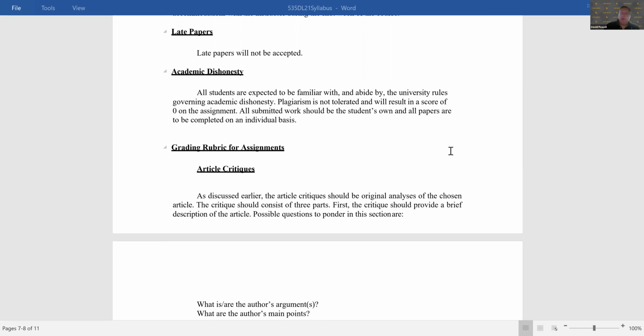But any of those that are on the website, the voting rights one, the tax cuts one, all of those are fair game for both the article critiques as well as your classroom discussion. And as I said, you will be able to use the same article for your classroom discussion as you wrote a critique on, just to save yourself a little bit of time.